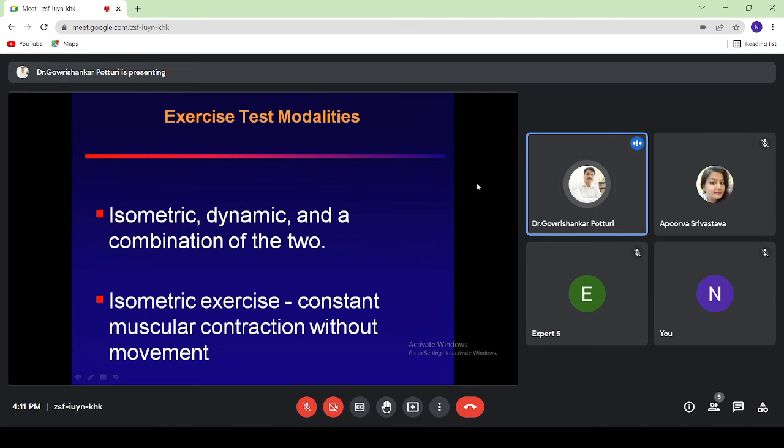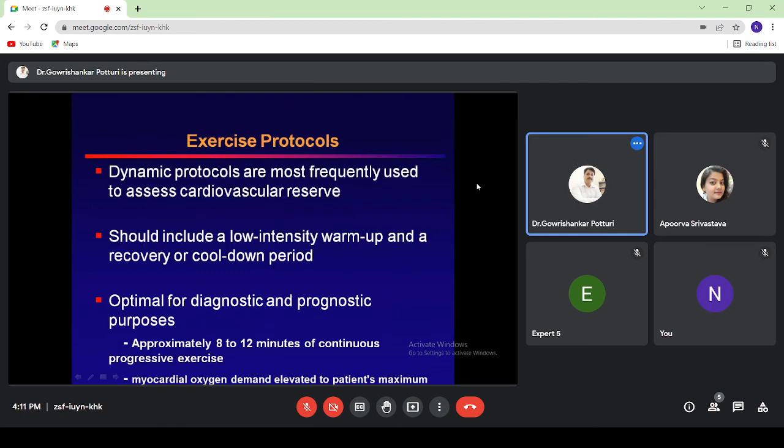Exercise test modalities: isometric, dynamic, and a combination of the two. Isometric exercise is constant muscular contraction without movement. Dynamic protocols are most frequently used to assess cardiovascular reserve. They should include a low intensity warm up and a recovery or cool down period. It is optimal for diagnostic and prognostic purposes, that is for the prognosis.